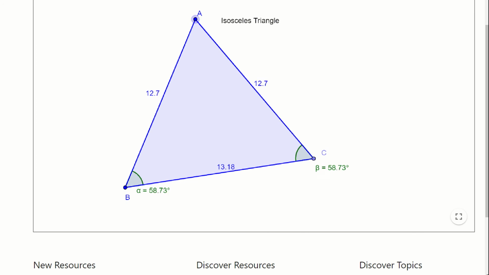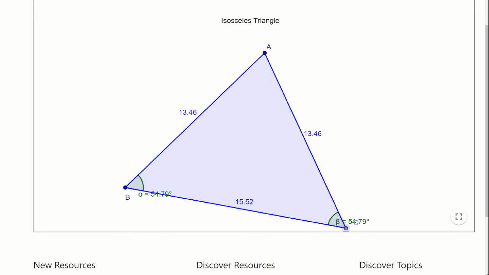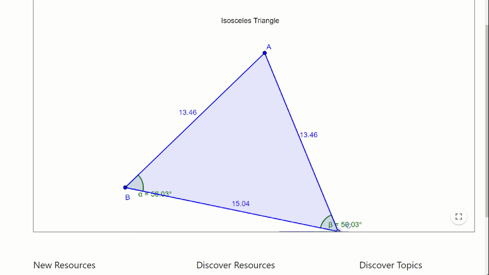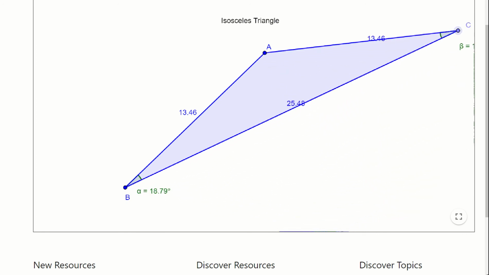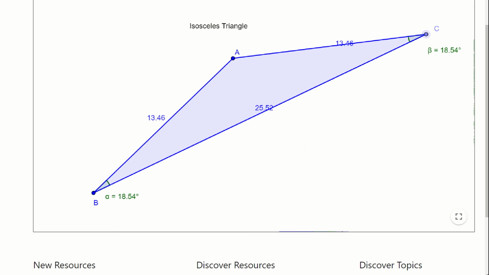Let's move the top one. Okay, we're at 13.46 on both sides, 18.33, and then 47.08 on both of the base angles. Let's try moving C a little bit. I can't move it inwards, just move it around. Let's move it over there. Alright, so we have 13.46 on both sides, 25.52, and 18.54 for both of those angles there.